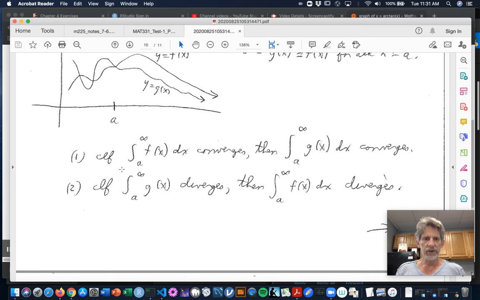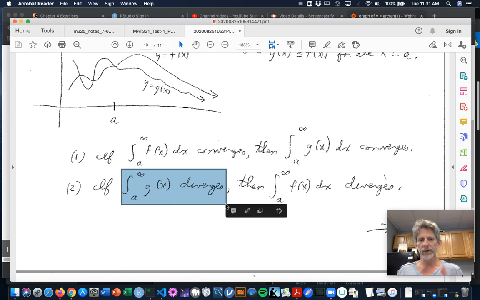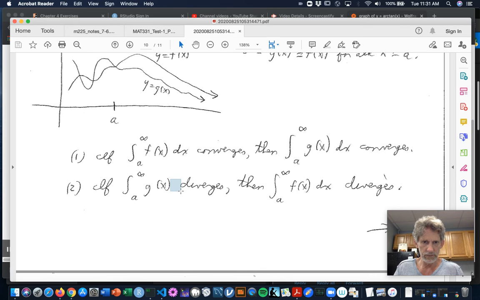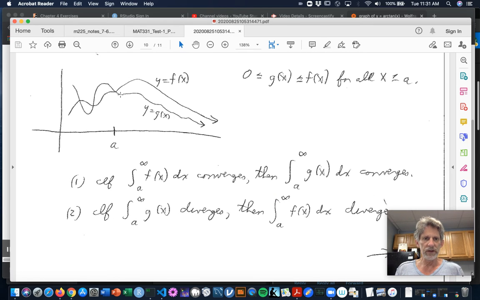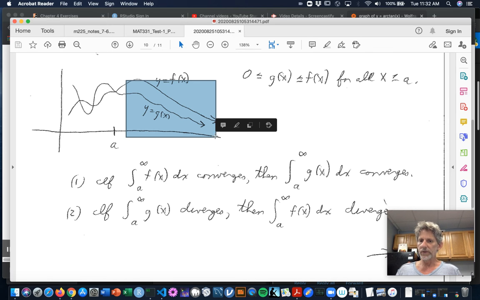Second fact, suppose the improper integral from a to infinity of g of x, and there should be a dx there, so I'll write it in. Dx should be right here. Suppose that diverges. Then the improper integral from a to infinity of f of x would diverge as well. That should also make sense. If there's an infinite amount of area underneath g, there should definitely be an infinite amount of area underneath something that's higher than g.